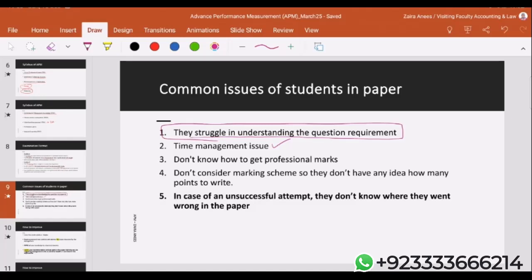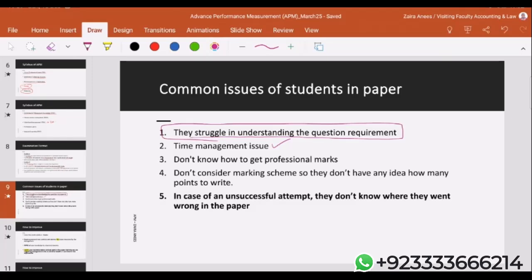So what is the problem in this approach? The problem is that you are not practicing how to answer the paper. So when you go into the examination and start attempting the paper, you will start actually practicing, because you haven't written that answer before. That basically consumes a lot of time because students don't know how to structure their answers.